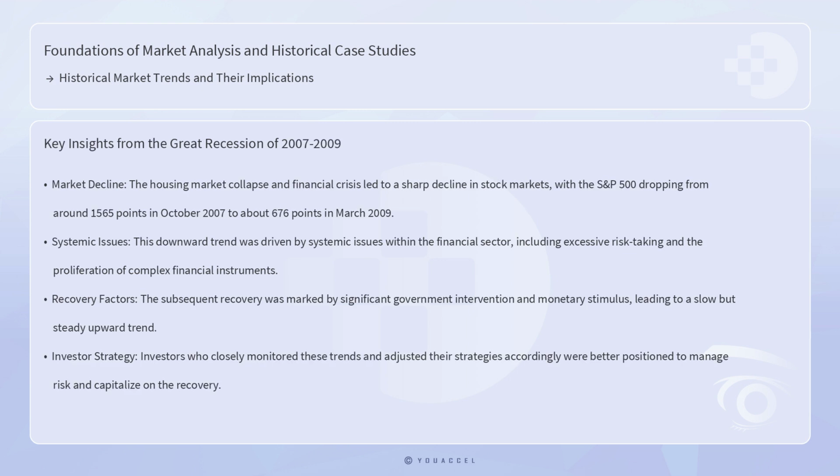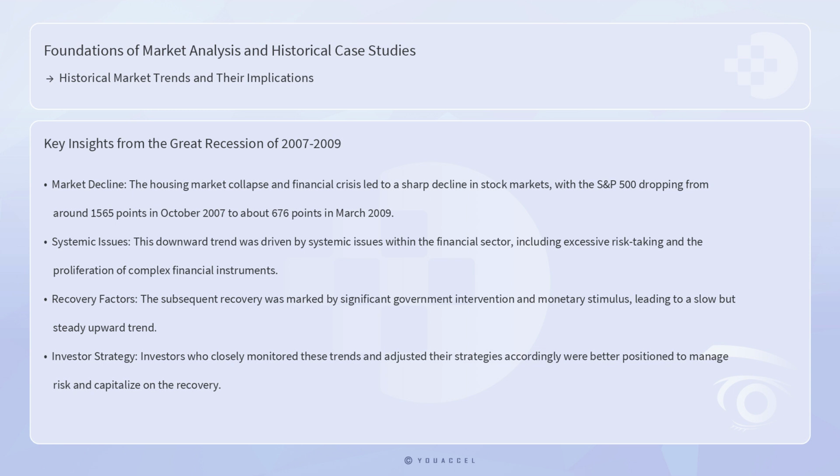The Great Recession of 2007-2009 provides another critical example of how historical market trends reflect broader economic conditions. The housing market collapse and subsequent financial crisis led to a sharp decline in stock markets worldwide. The S&P 500 index dropped from a peak of around 1,565 points in October 2007 to a low of about 676 points in March 2009.